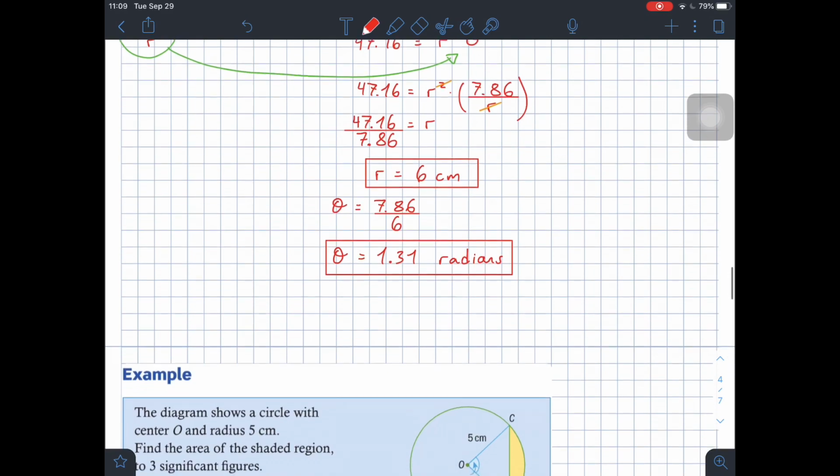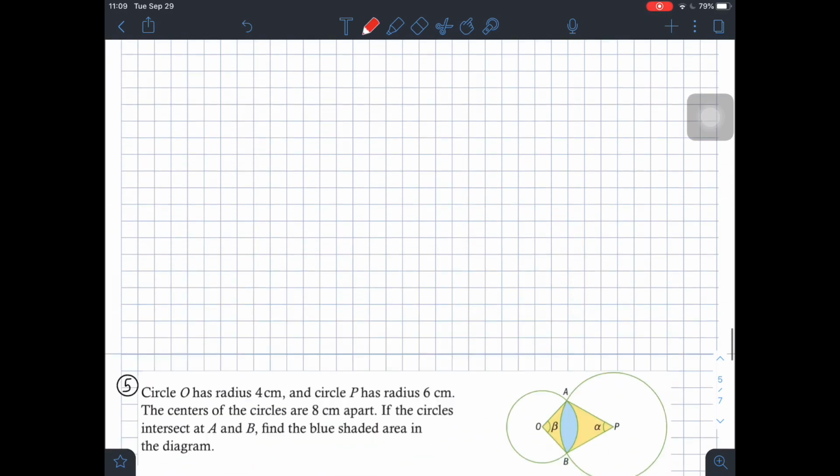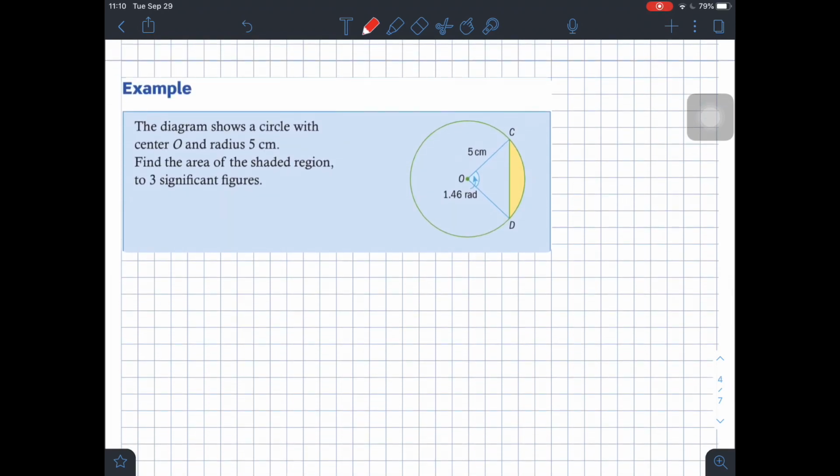Okay, now let's see, we have two examples yet, this one and one last one, which is a challenge exercise. Let's see this one. It says, the diagram shows a circle with center O and radius 5 centimeters. Find the area of the shaded region to 3 significant figures. So basically we want to find the area of this, this was called a segment, right? We have a chord here and we have an arc. So the area which is in between is what we call the area of a segment.